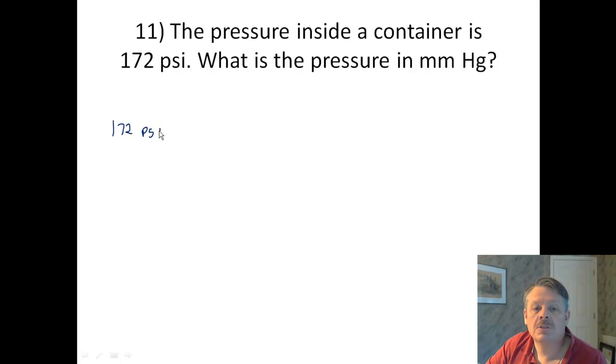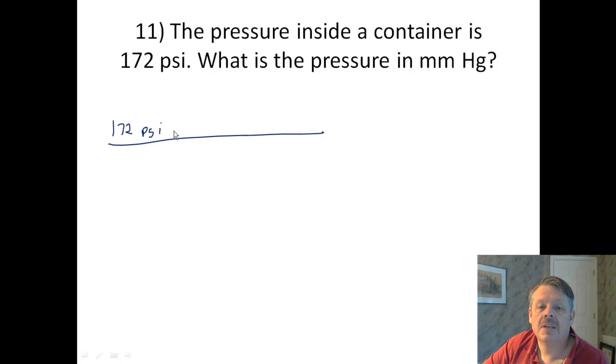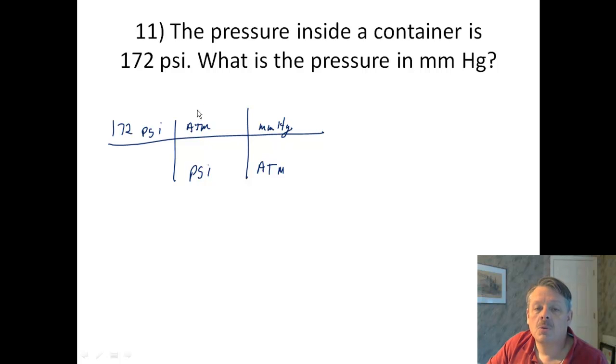172 psi. I have to get rid of psi. What do I go to? Of course, I go to atmospheres. And then from atmospheres, what do I go to? Because I didn't want atmospheres, I wanted millimeters of mercury. Well, for every atmosphere, that's 14.70 psi, and 1 atmosphere is 760 millimeters of mercury. My atmospheres cancel, my psi cancel, I am left with millimeters of mercury.